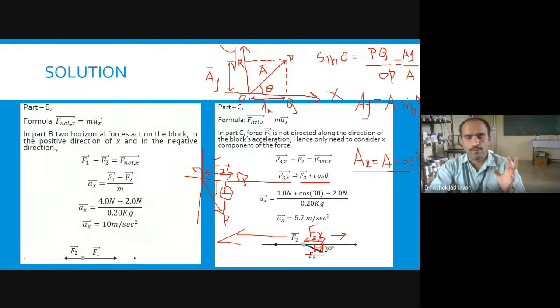And now I am going to substitute all the values and determine the value of Ax. So Ax will be 1 Newton cos of theta, the value of F3 is given to us, that is 1 Newton, theta is 30, minus 2 Newton, divided by 0.20 kg.